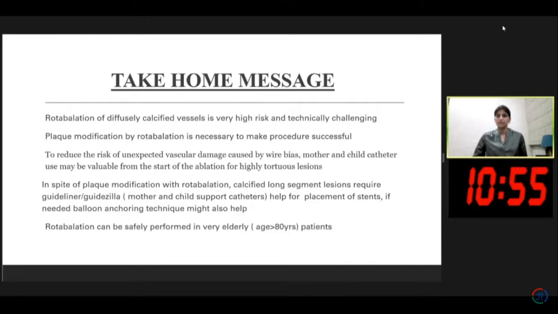And this is because both of these were elderly patients; the first patient was 85 or 86 years old. And mind you, this patient was admitted at some other center. They tried it without rota, but when they were unsuccessful, the patient was transferred to our center. And the attendants were really skeptical because of the age of the patient. But if you are doing the procedure competently and taking care of everything, then you can safely perform rota in these very elderly patients.